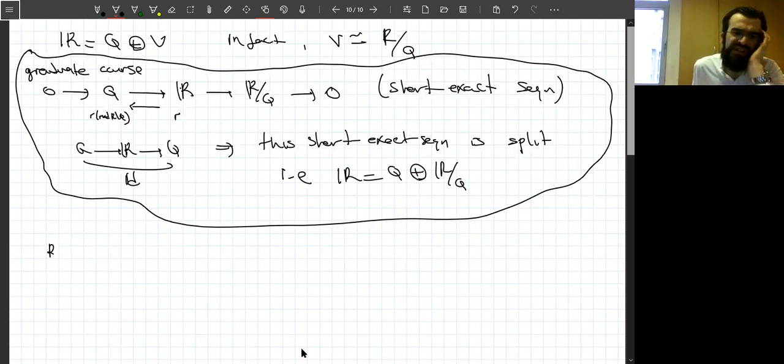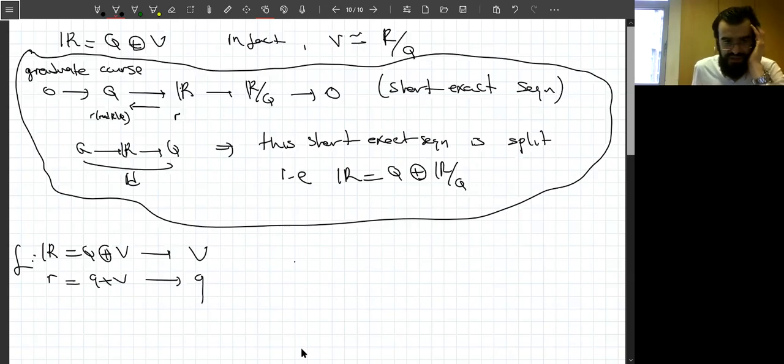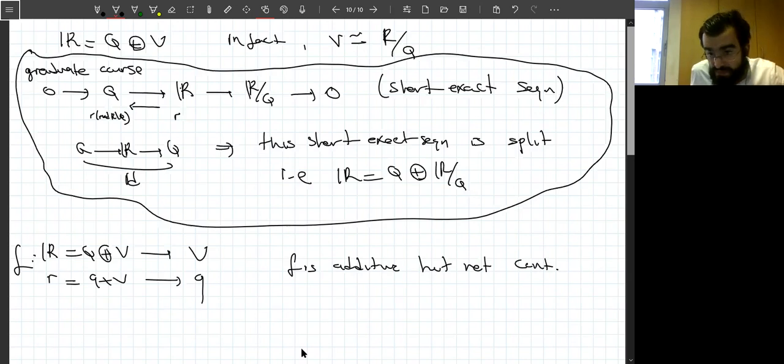Okay, if R is like this, and we define the function f on R, which is Q plus V, sending it to Q, then f is additive but not continuous. You may see it in the PDF file which I sent you last week, okay?